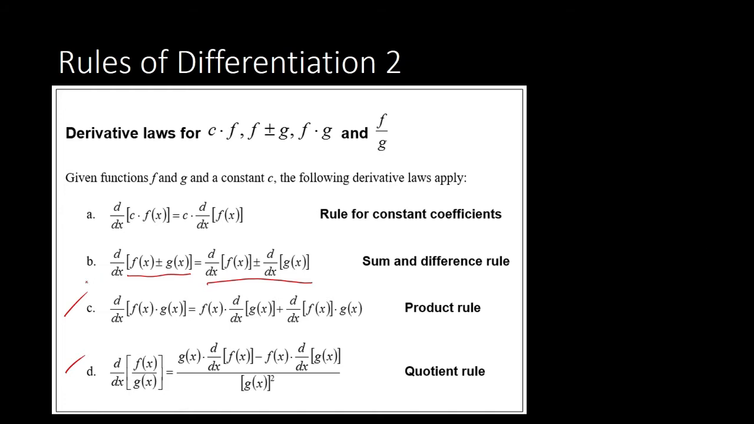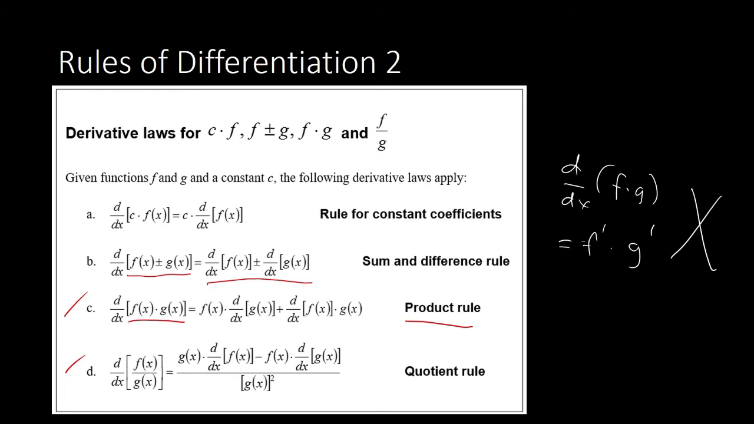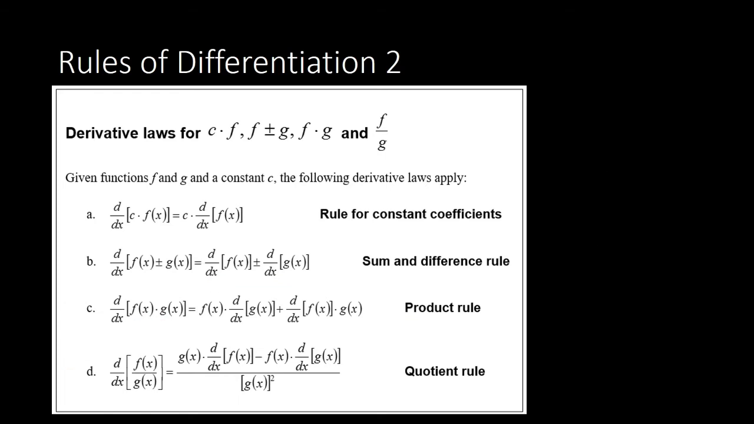This one pertains to the product of two differentiable functions, and that is why we call it the product rule. Normally students who are not paying attention will tell you that if you have f of x times g of x, their derivative is equal to f prime of x times g prime of x, which is wrong. That is not how we get the derivative of a product of two differentiable functions.